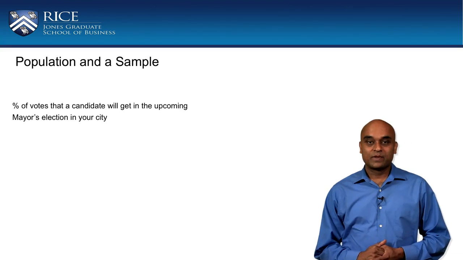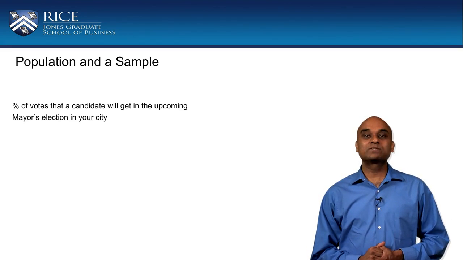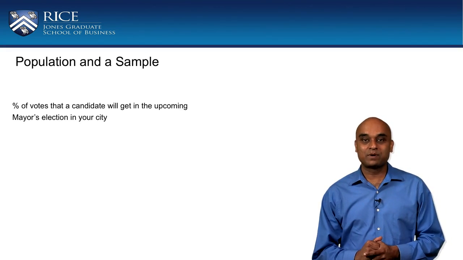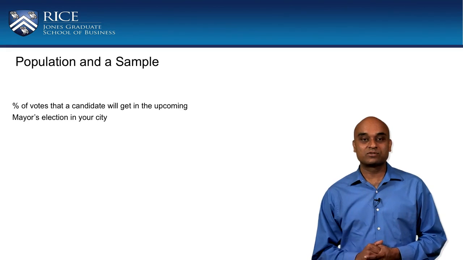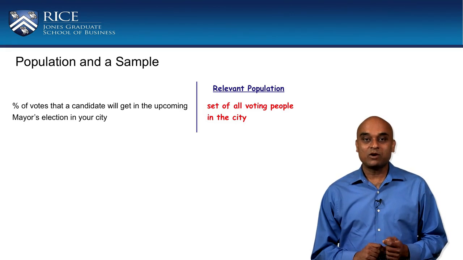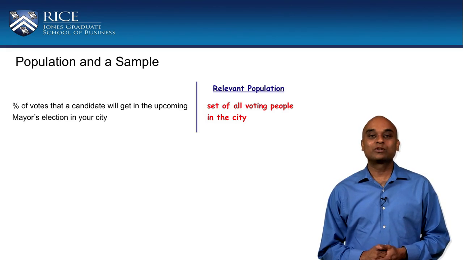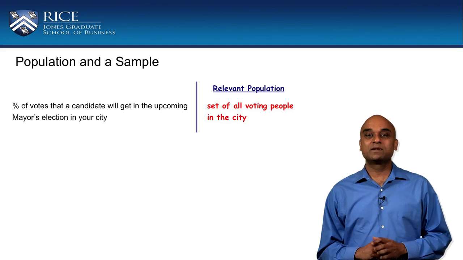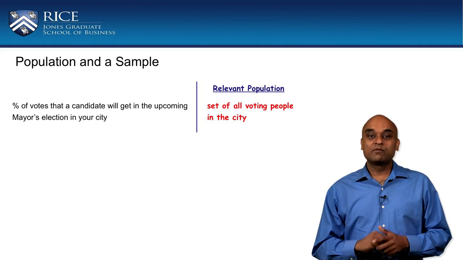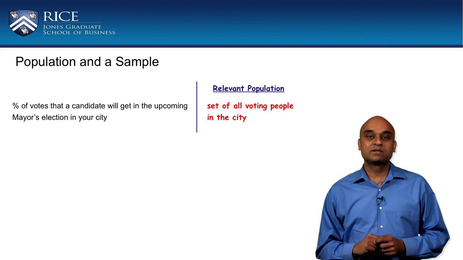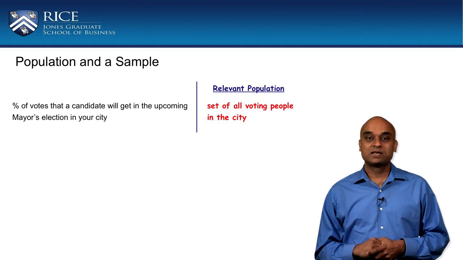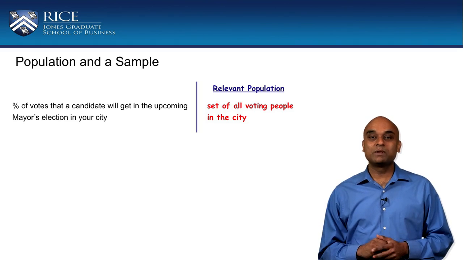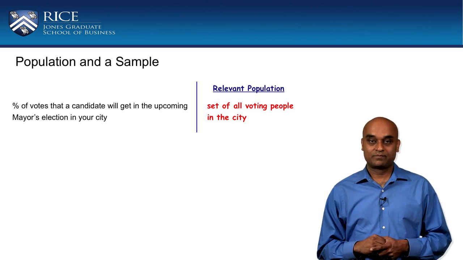For example, if you wish to find out the percentage of votes that a particular candidate will get in the upcoming mayor's election in your city, then your population of interest or the relevant population is the set of all voting people in the city. If you wish to make the same inference for a national election, then the population of interest would be the set of voting people in the entire country.